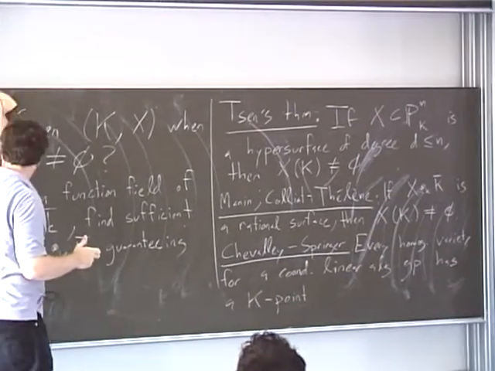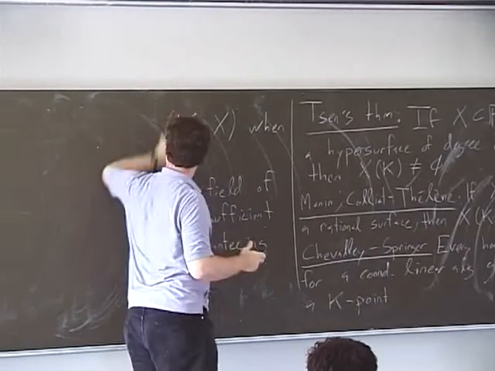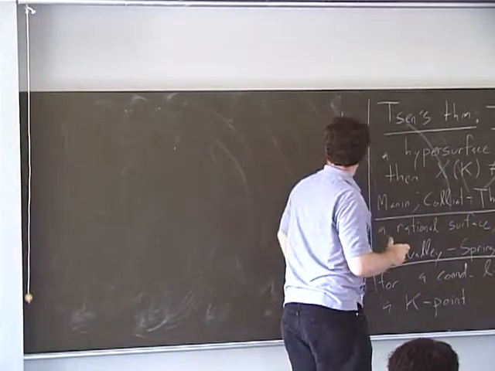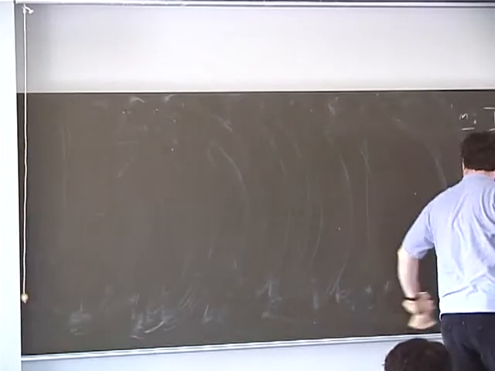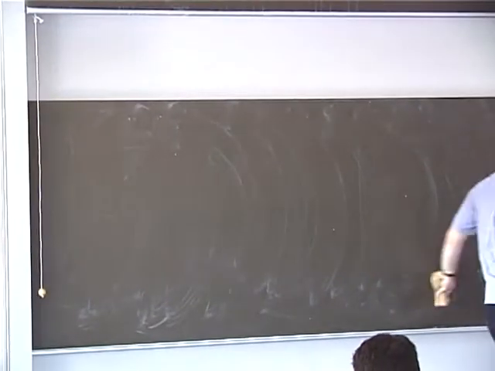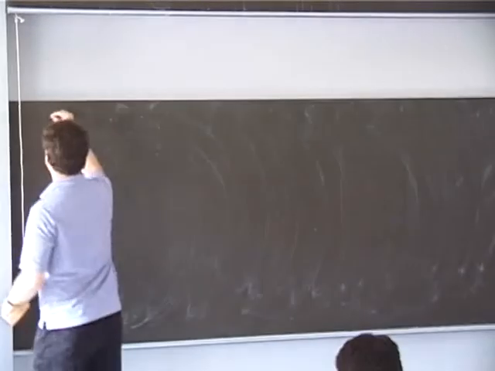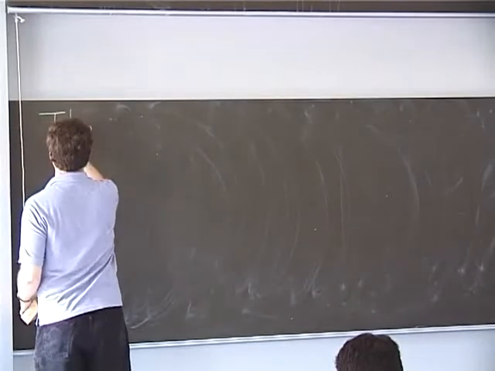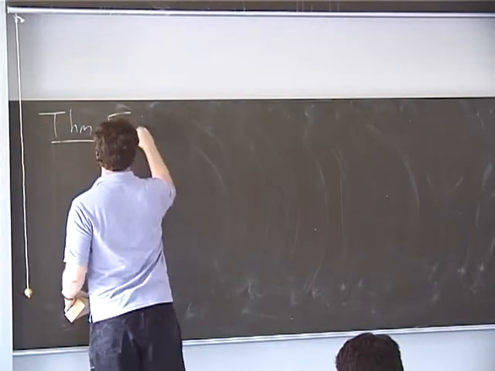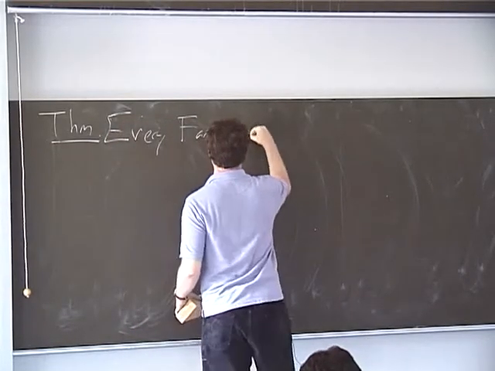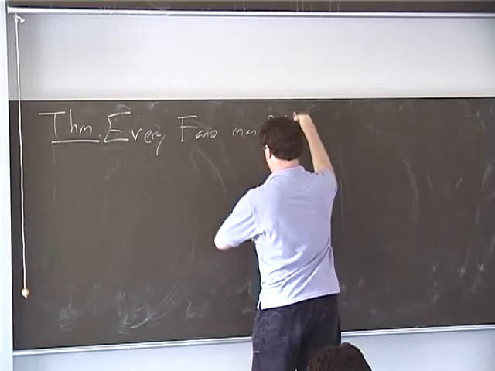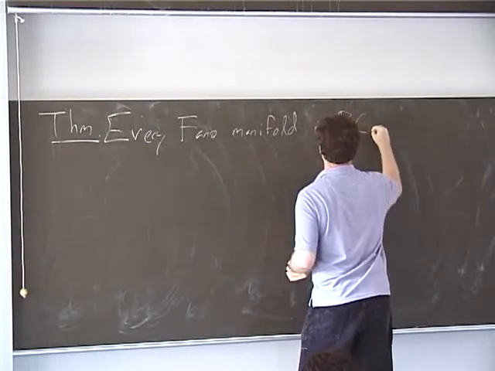There are also a lot of important properties. These are equivalent reformulations of the definition, but there are some important properties while I'm erasing, the connection of this definition with this theorem. So it turns out that every Fano manifold is RC. So let me tell you what this means.